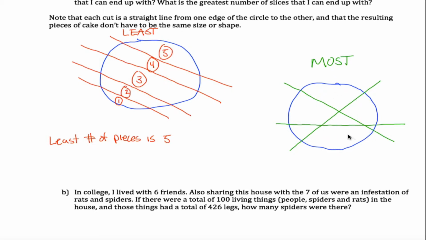So draw the line wherever you want. It doesn't matter where you draw it as long as it intersects 3 of those lines. So here we go. There's 1, 2, 3. Looks like I intersected 3 lines there. And that should result in the most amount of pieces of cake. Let's see how many we got.